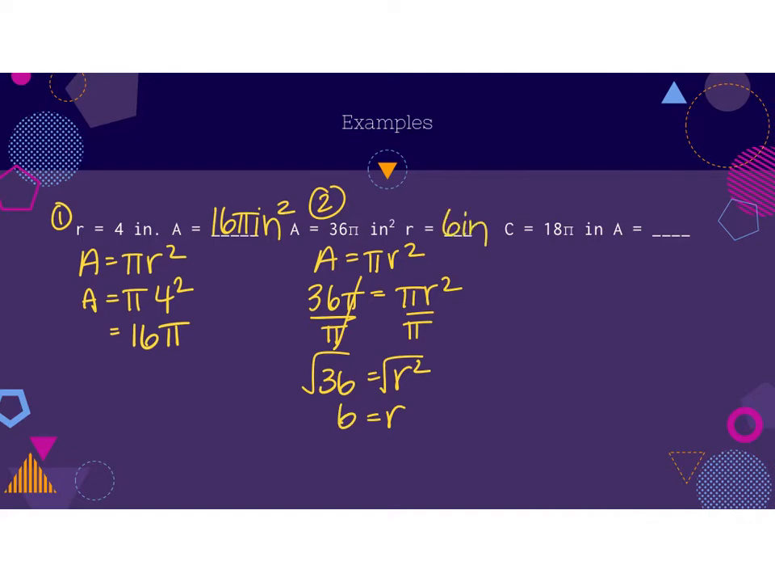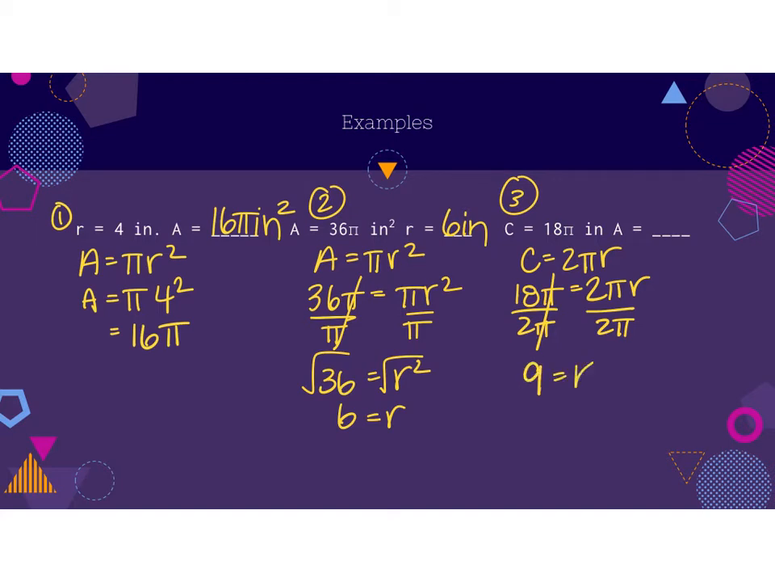Okay, so let's take a look at this one. Our third example, circumference equals 18 pi, and we're trying to find our area. In our area formula, there is no circumference. So we need to go back to what we learned yesterday, that circumference equals 2 pi r, and we're going to solve for radius, or r, first. So I'm going to substitute 18 pi for c in c equals 2 pi r. I'm going to divide both sides by 2 pi. Our pi's cancel. 18 divided by 2 is 9. So the radius is 9.